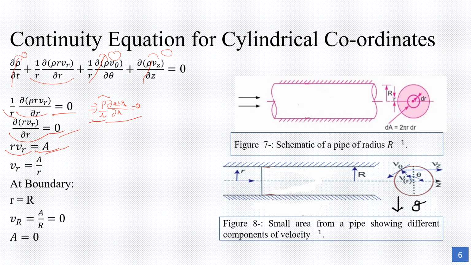Now we will apply the boundary condition in order to simplify the radial component of the velocity. We know that at the boundary, the layer of fluid corresponding to the boundary has velocity 0 because of the no slip condition. The velocity of the fluid layer at the rest solid boundary is equal to 0. So v_r at r equal to capital R, at the boundary of the pipe, equals 0. So we get A upon capital R equal to 0. Finally the value of constant A is equal to 0. From this we can say that the radial component of velocity v_r is also equal to 0.